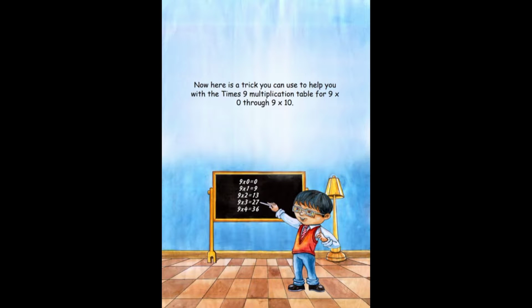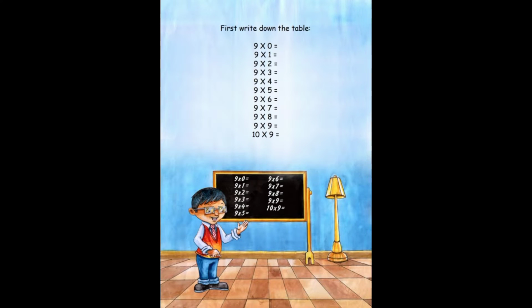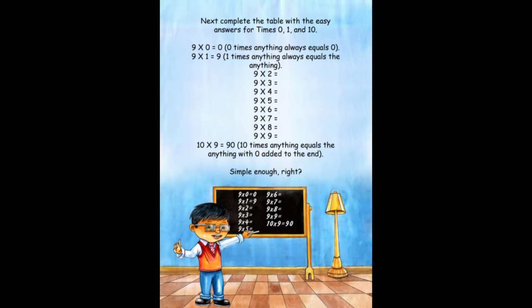Now here is a trick you can use to help you with the times 9 multiplication table, for 9 times 0 through 9 times 10. First, write down the table. 9 times 0 equals, 9 times 1 equals, and so on through 9 times 9 equals, 10 times 9 equals. Next, complete the table with the easy answers for times 0, 1, and 10.